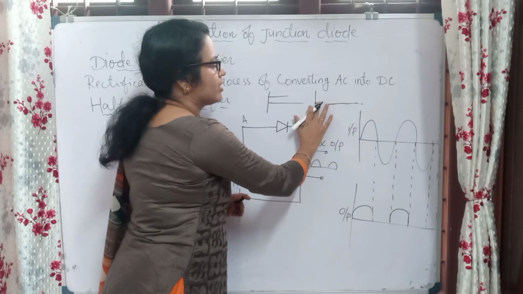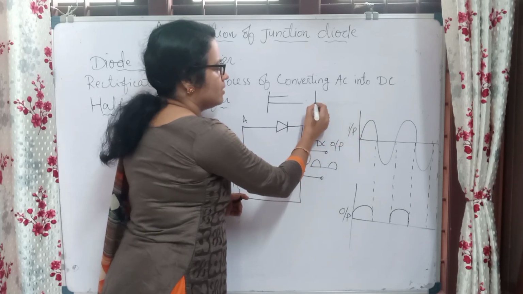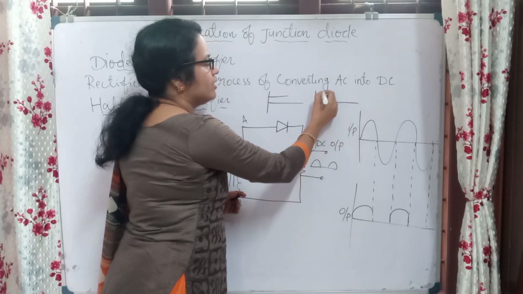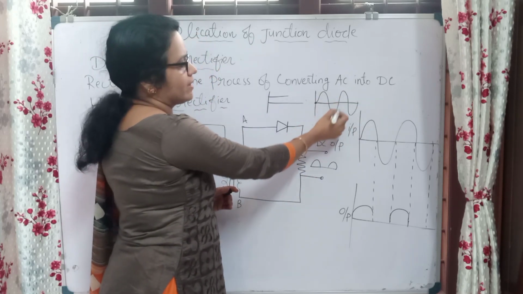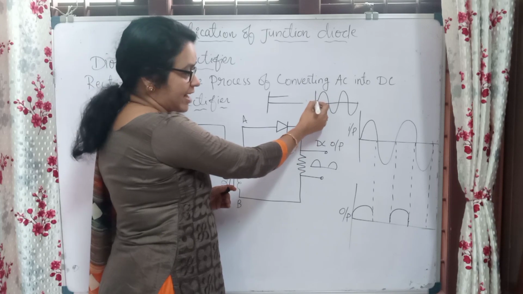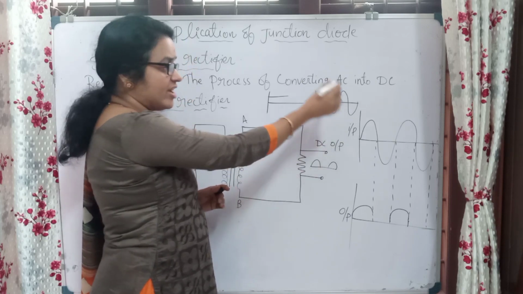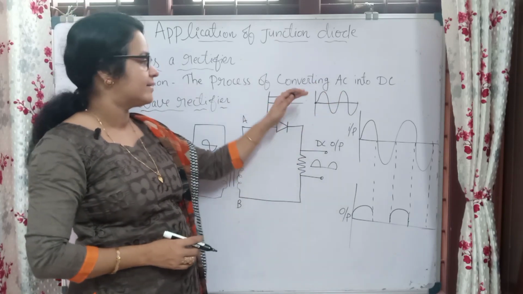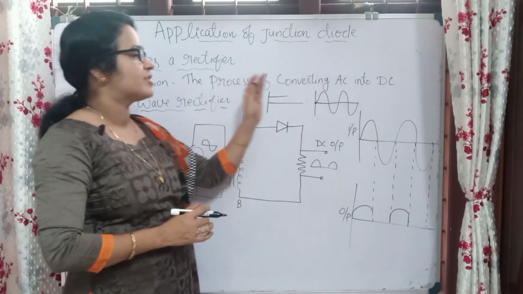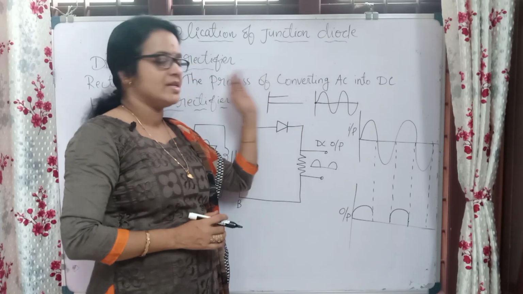Here we can draw again. Here we have alternating current like this. Here we are taking two cycles. Here the magnitude as well as the direction is varying continuously with time. So this is called alternating current and this is direct current. That is the difference between AC and DC.